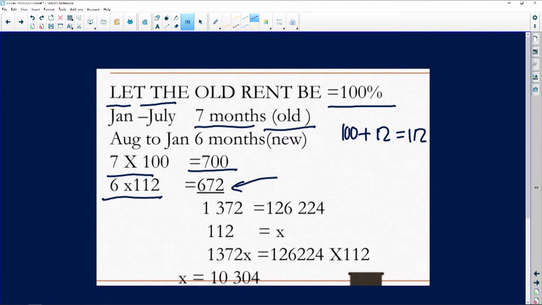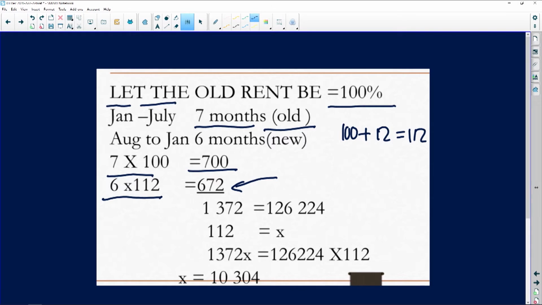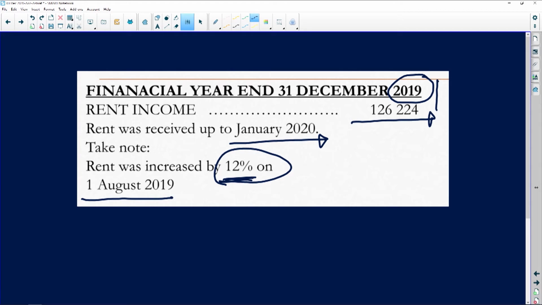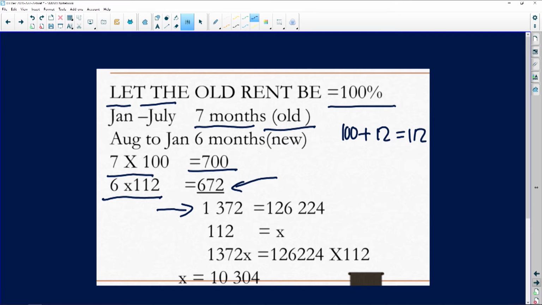Now add your 2 percentages. In other words, add 700 plus 672 and that will give you a percentage value of 1372. And this is equal to the rand value. Let's look at my previous slide. My rand value was 126,224. Therefore, I say 1372 is equal to 126,224. Got that? Brilliant.